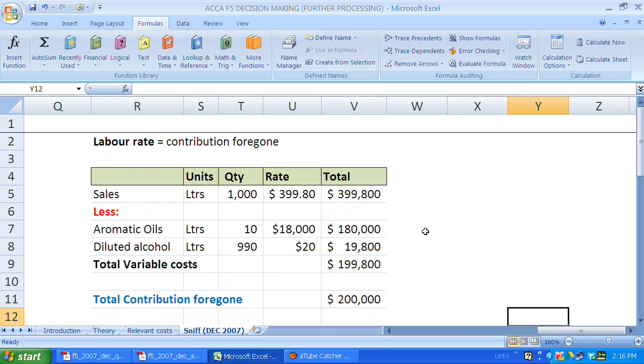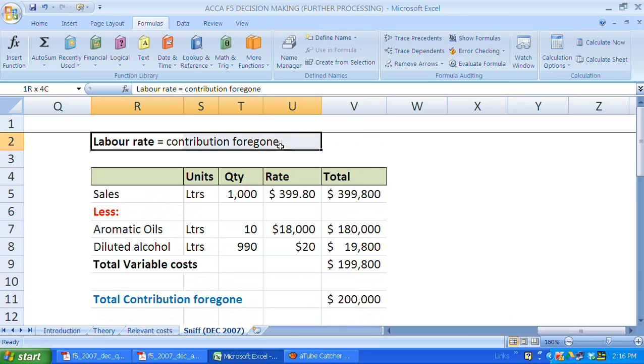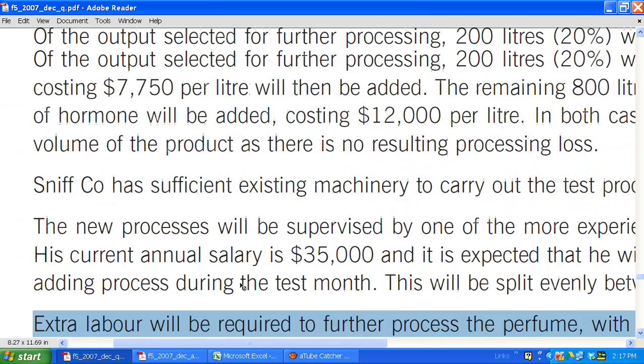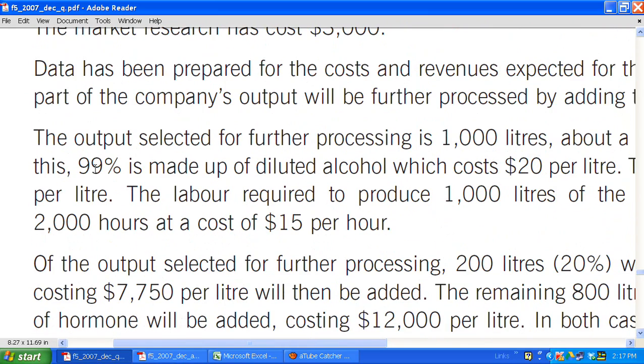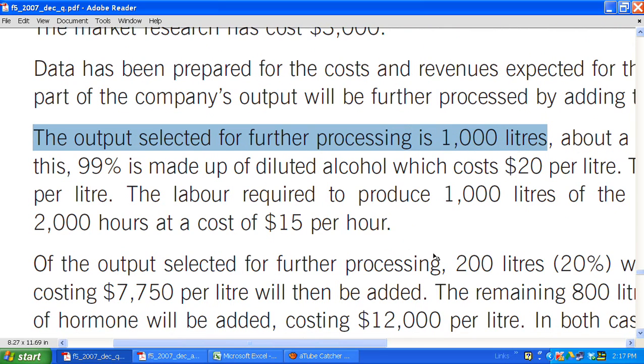Okay, so labor rate is equal to contribution foregone. But what is contribution? Contribution is sales less variable costs. So what are the sales? Now sales, we have 1,000 liters. Where are we getting 1,000 liters from? The output selected for further processing is 1,000 liters.